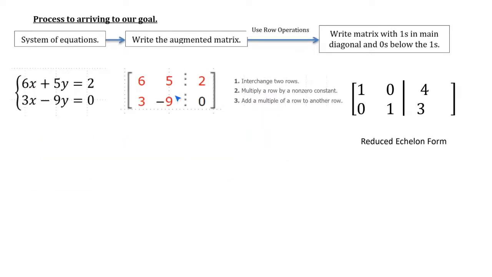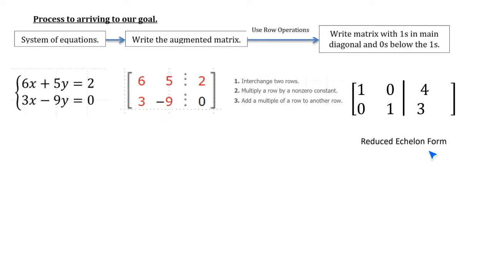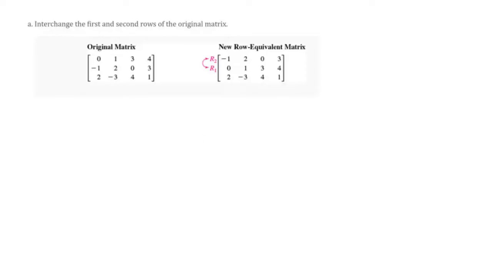But before we do that, let me tell you what our goal is. You're going to be given a system like this, and then you're going to write it into an augmented matrix, like this one here. And then you're going to use these row operations to get to a matrix that looks like this one here, where you have ones in the diagonal, zeros everywhere else. Why? Because from this matrix, we can say that x is equal to 4 and y is equal to 3. That is what we call reduced echelon form, and the process for this is called Gauss-Jordan elimination.